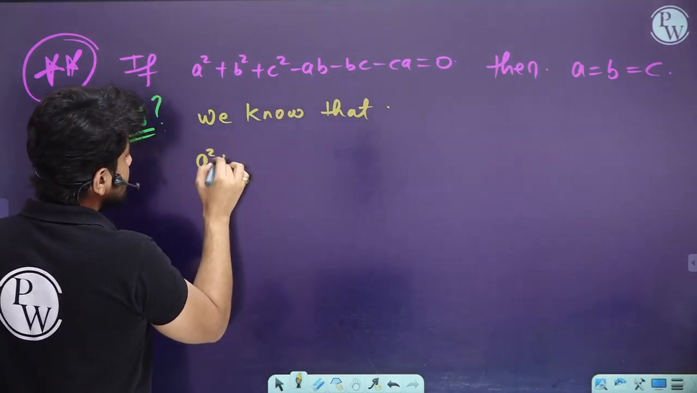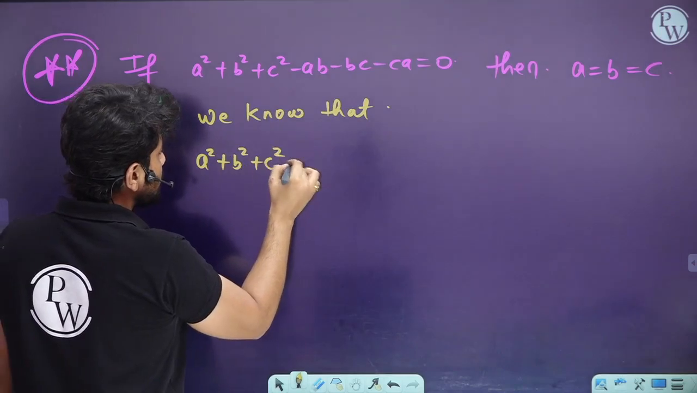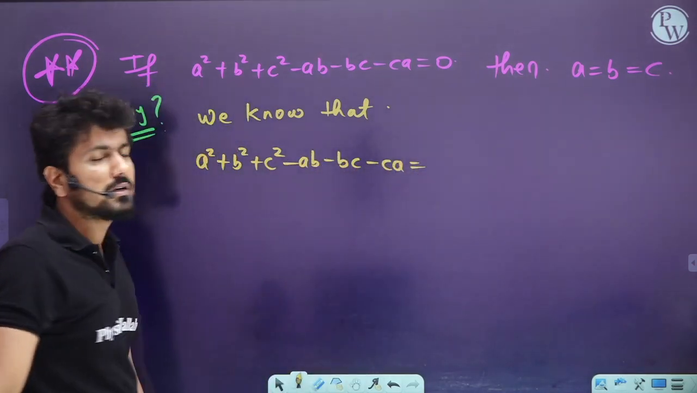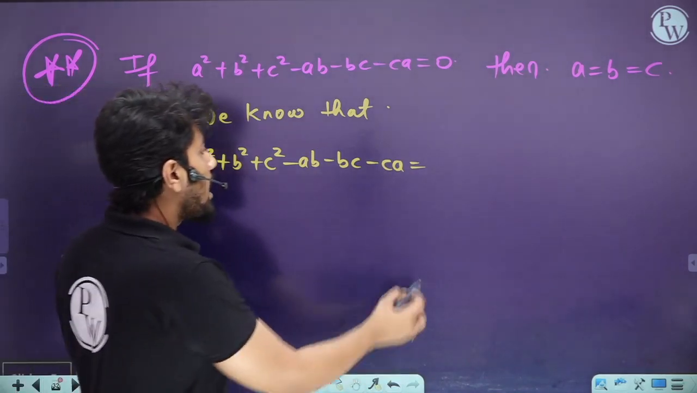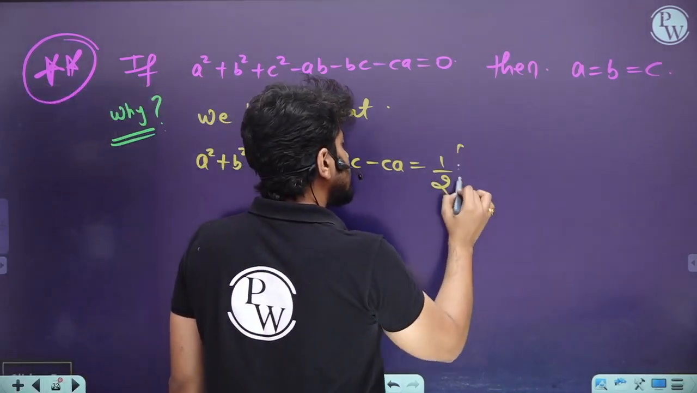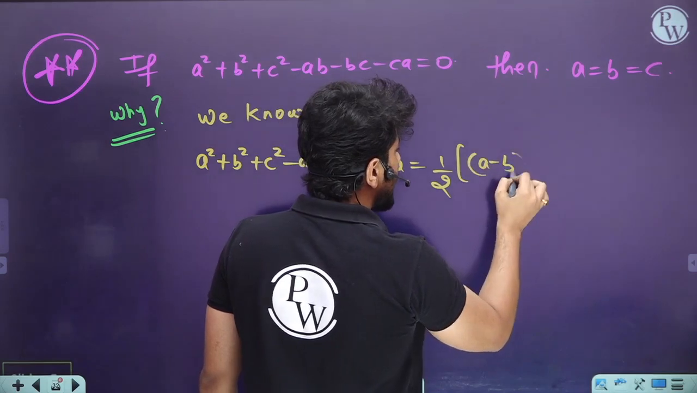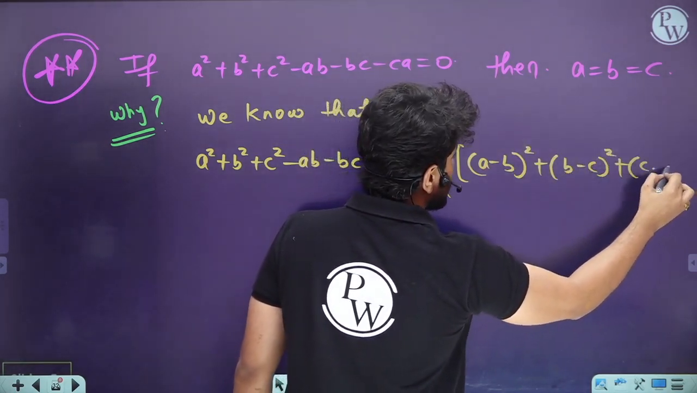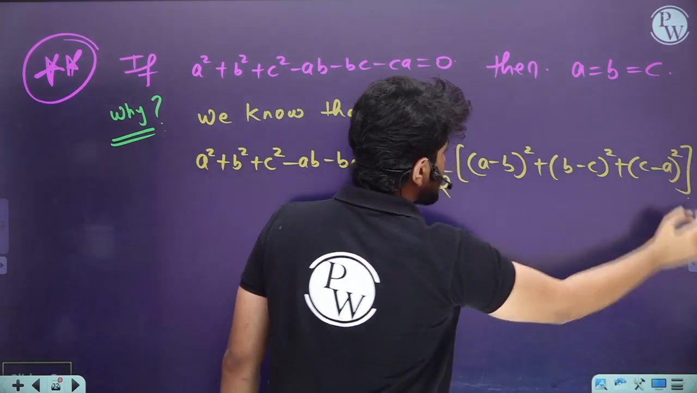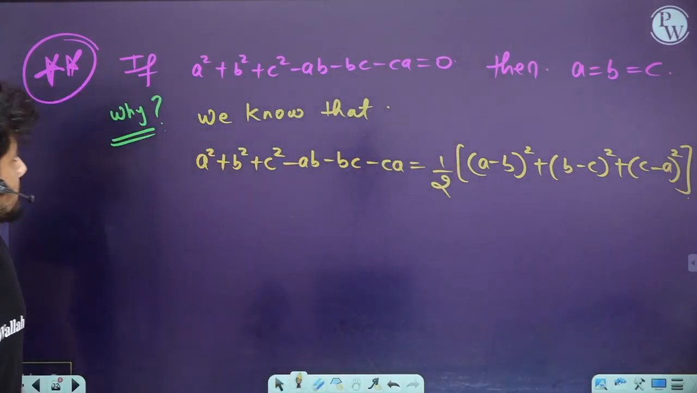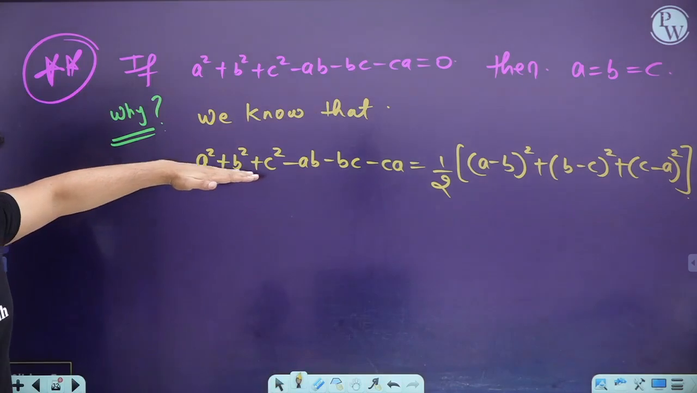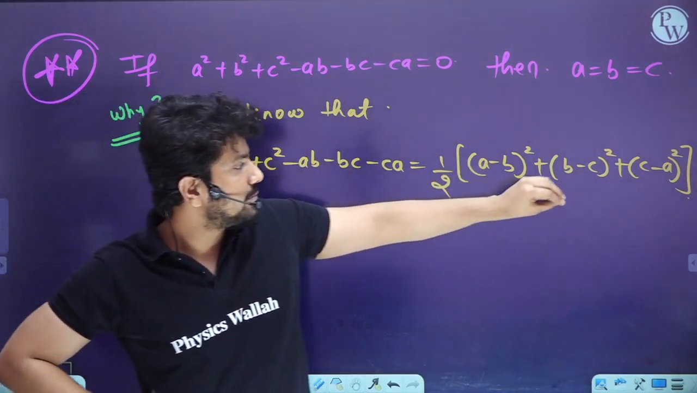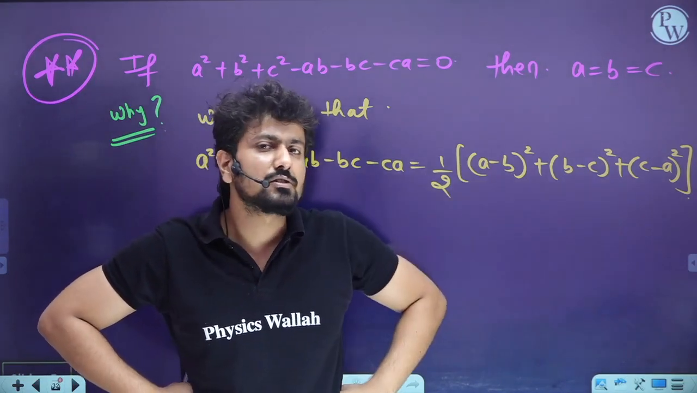We know that a² + b² + c² − ab − bc − ca is equal to half times (a − b)², a sum of three perfect squares, right? We know this. We know that a² + b² + c² − ab − bc − ca is equal to half times [(a − b)² + (b − c)² + (c − a)²].